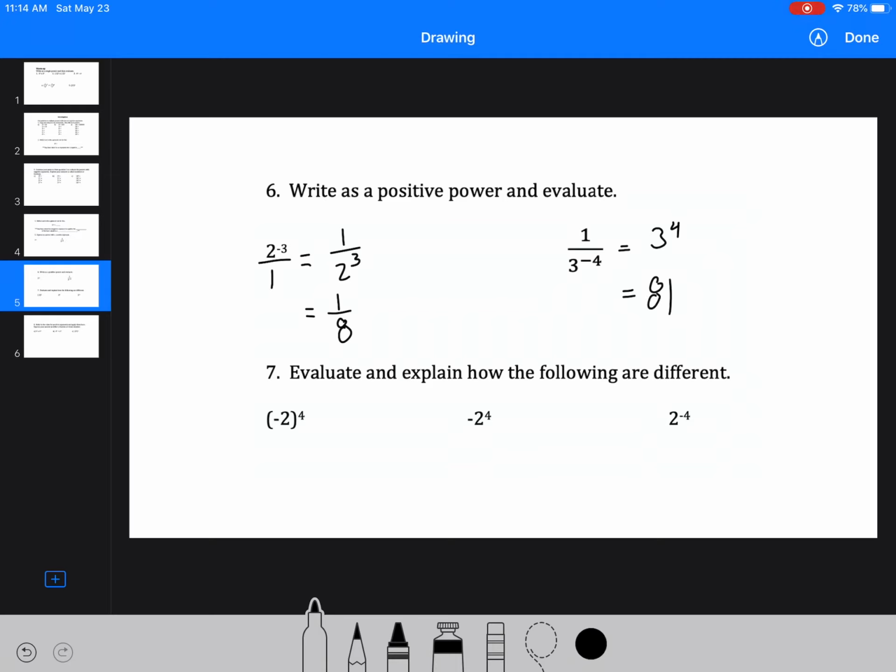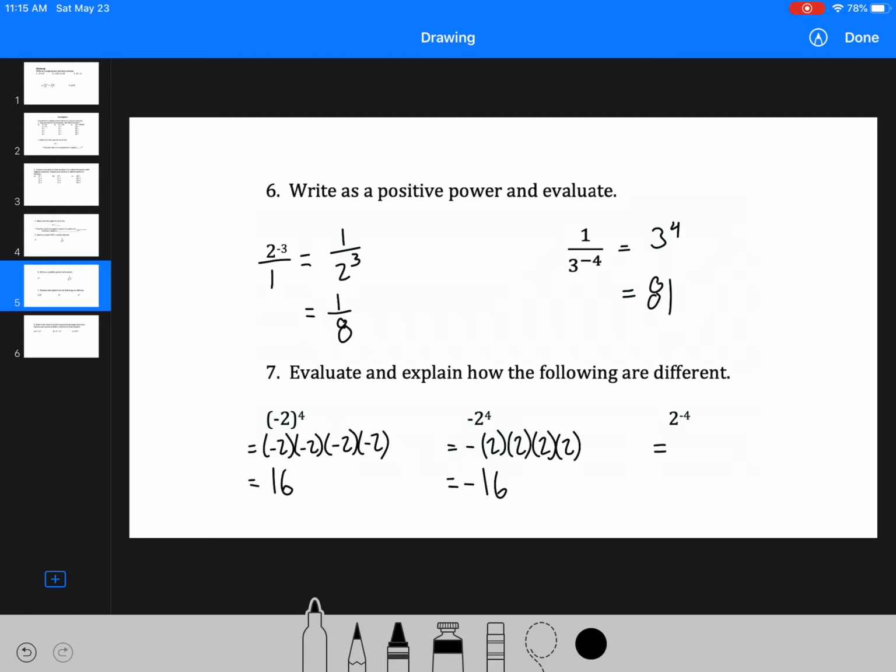Explain how the following are different. Well, if we were to expand them out, I'm going to show you the expanded out versions. This one would be negative 2 times negative 2 times negative 2 times negative 2. Okay? 2 times 2 is 4, times 2 is 8, times 2 is 16. All negatives is going to make that positive. This one is negative 2 times 2 times 2 times 2. Well, this one's going to be negative 16.